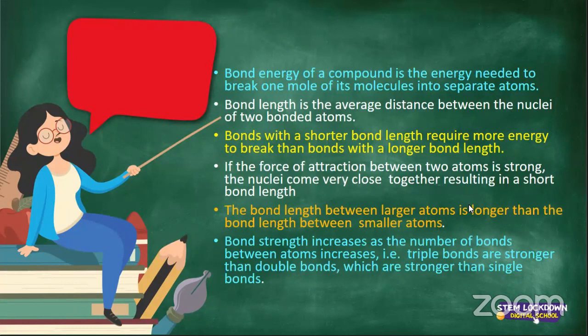So bond strength increases as the number of bonds between the atoms increases. That is, triple bonds will be stronger than double bonds, and double bonds will in turn be stronger than single bonds.